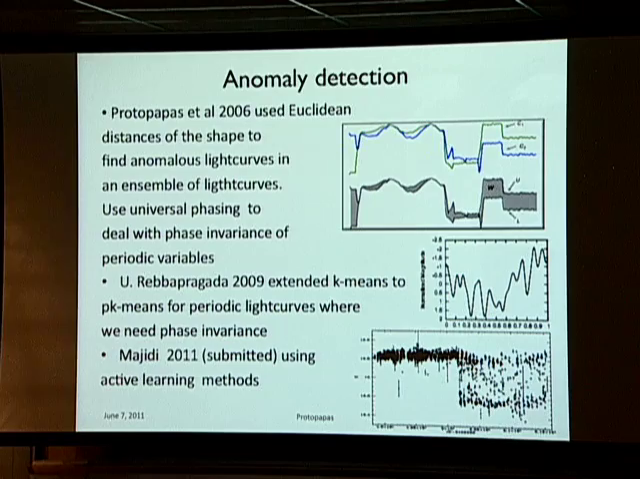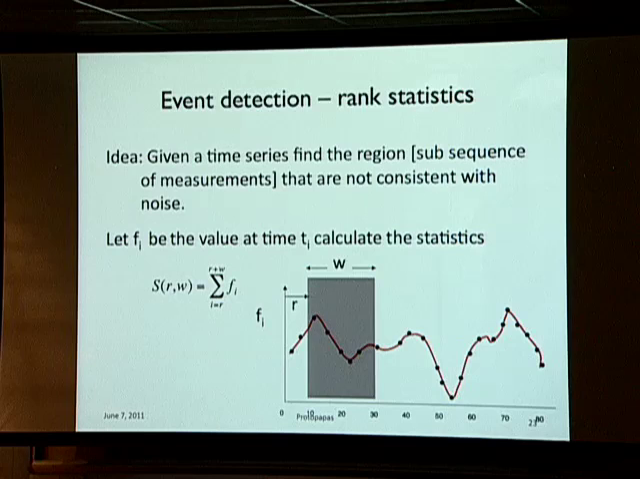And then we have another work now, which is using an active learning method by Said Majidi, which basically does the same thing, but it presents to me a bunch of light curves. He asks, do you think any of these is weird? And I say yes, yes, no, no, no, no, no. And then he retrains, and he keeps doing that.